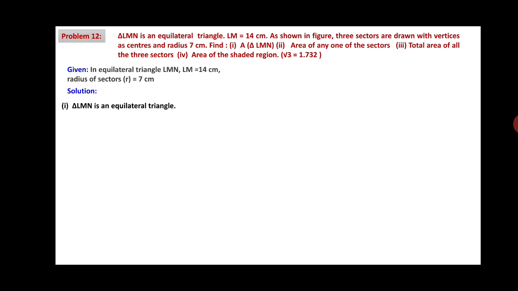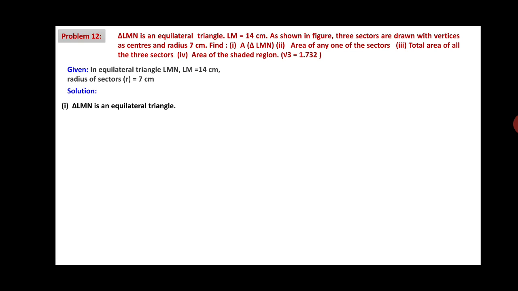Friends, let us consider this one more problem. A triangle LMN is an isosceles triangle. LM is 14 centimeter. As shown in the figure, 3 sectors are drawn with vertices as center and radius as 7 centimeter. Find area of the triangle LMN, area of one of the sectors, total area of all the 3 sectors, area of the shaded region. Root 3 is equal to 1.732.